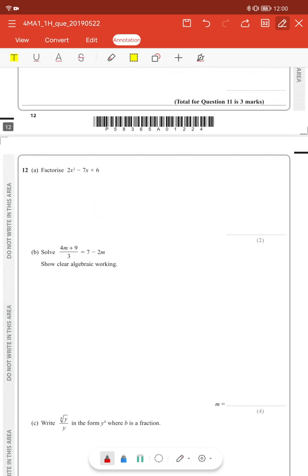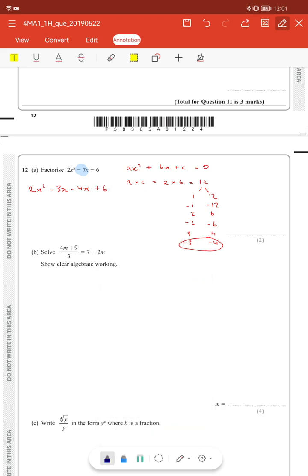Factorize 2x squared minus 7x plus 6. So the first thing we're going to do is, because we have it as ax squared plus bx plus c equals 0, or we can assume equals 0, we're going to do a times c, which is 2 times 6, which is 12. We want to find all the factors of 12: 1, 12, minus 1, minus 12, 2, 6, minus 2, minus 6, 3, 4, minus 3, minus 4. And we want them to add together to give us minus 7, which would be these. And we're going to split up the x term into minus 3x minus 4x plus 6.